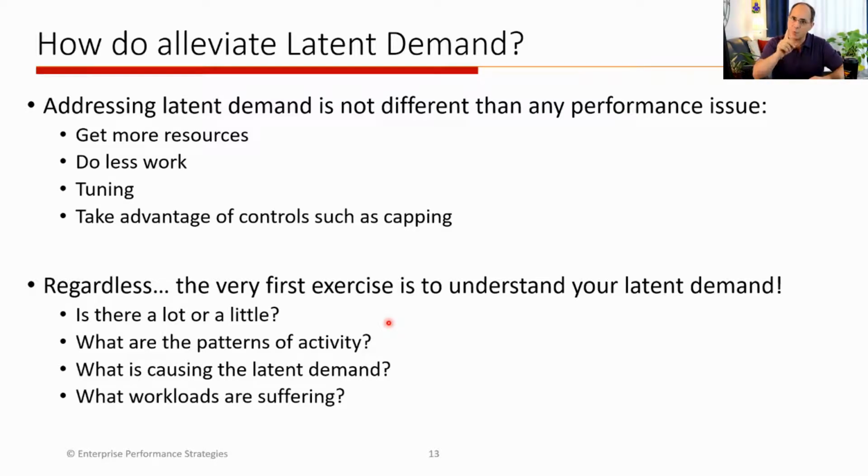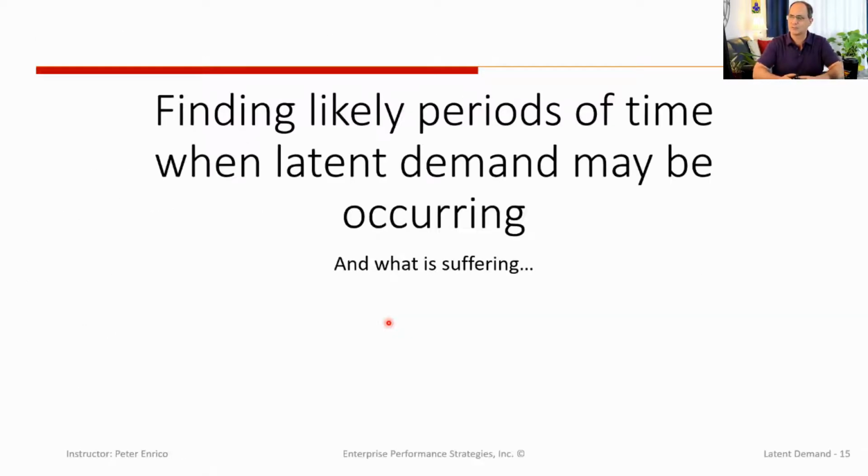It could be that for one particular workload, its peak is at a low period of time for CPU usage, which is a good thing. The point is, when the work wants to run, is it able to run? And if not, is it backing up? And that's what we call the latent demand. And as it says here, what workloads are suffering? So, are the right workloads suffering?